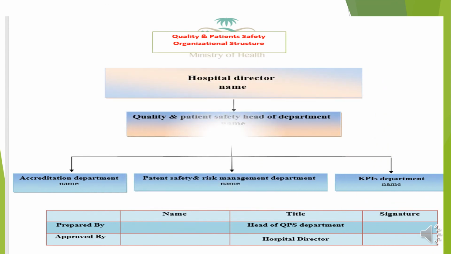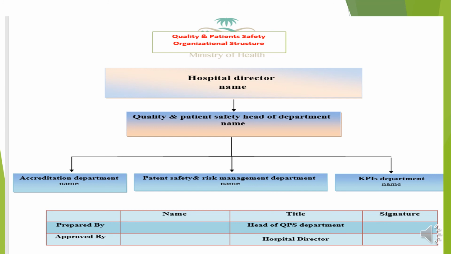The other thing we have to discuss today for the quality department is that we said the job description should be prepared by the HR department, but the organizational chart should be prepared by you. You are the one who prepares it. Put the hospital director as a job title and his name. Then an arrow coming down, put the head of the quality and patient safety department and name.